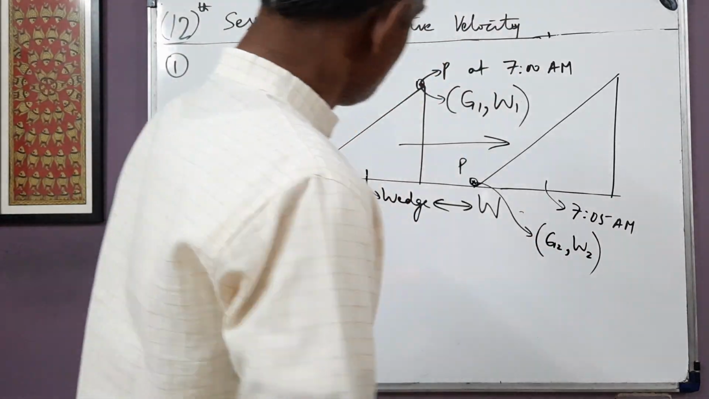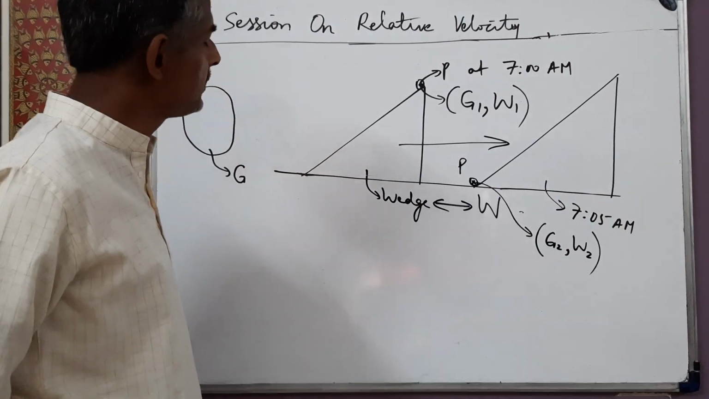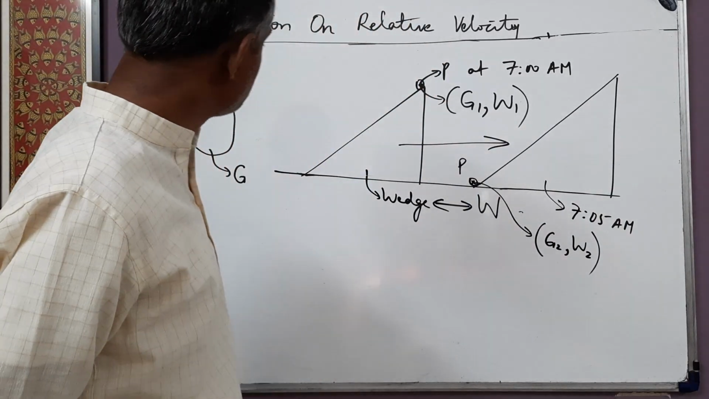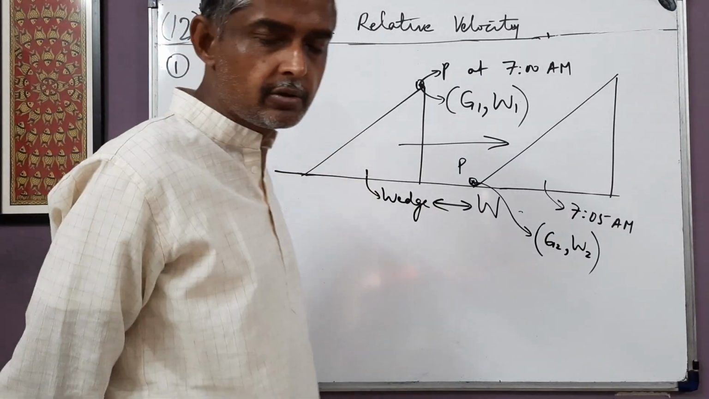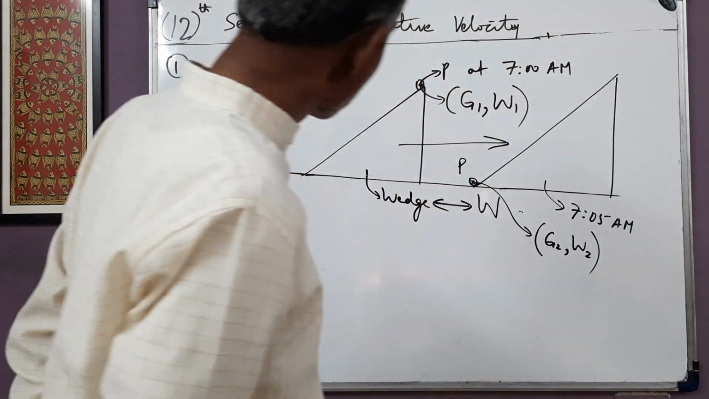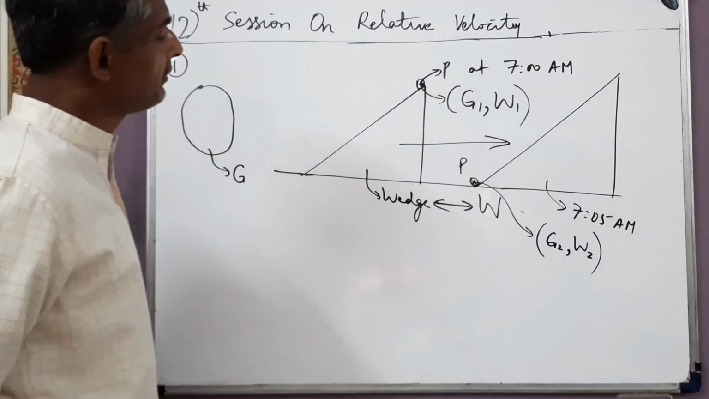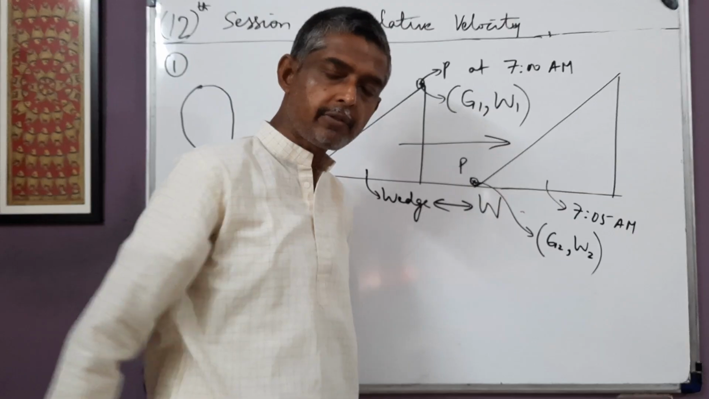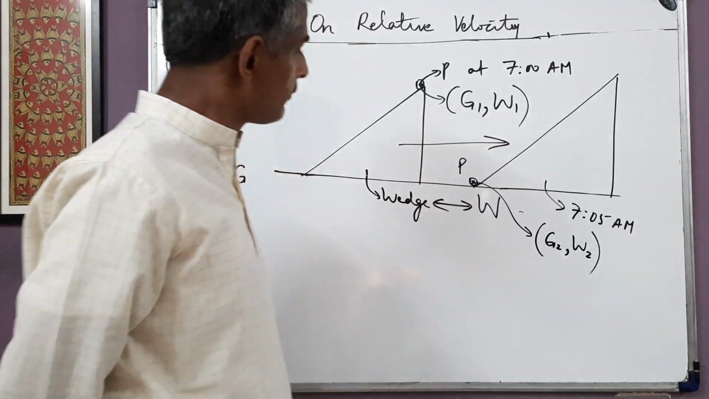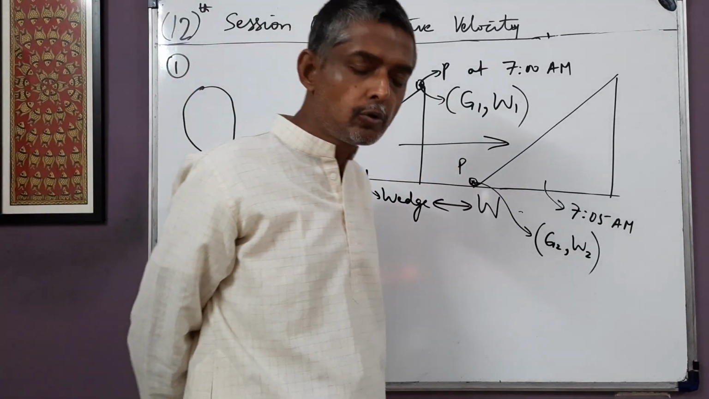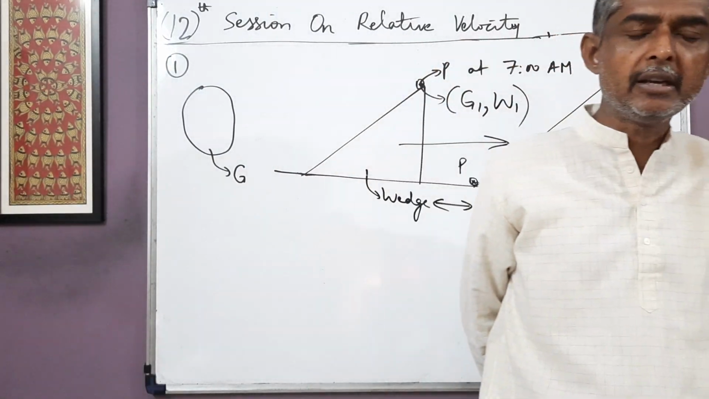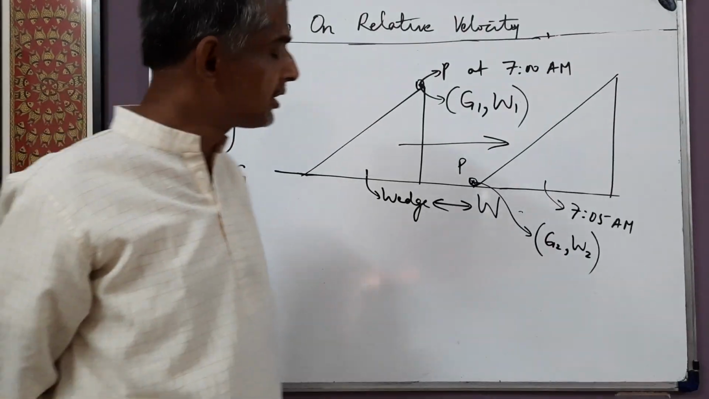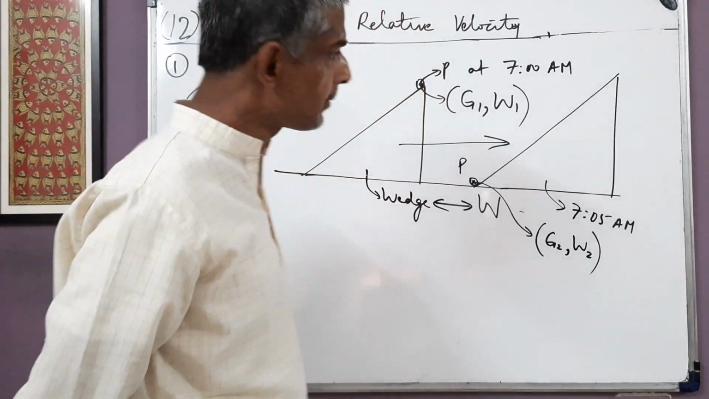Okay. So now our aim is to find the displacement of point P in the time interval 7 am to 7:05 am with respect to ground and with respect to the wedge. This displacement we have to find. First of all, we find the displacement of P with respect to the ground frame in this time interval, 7 am to 7:05 am. For this we have to consider which locations of the ground frame point P occupies at 7 am and 7:05 am, if we have to determine the displacement of P with respect to the ground frame.